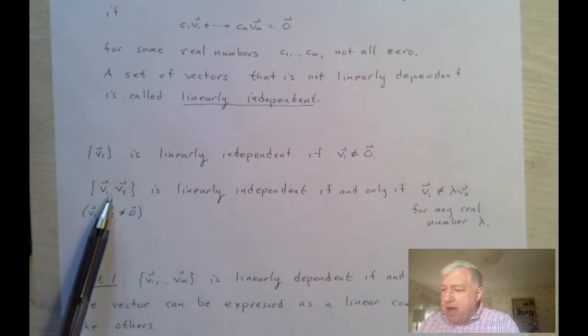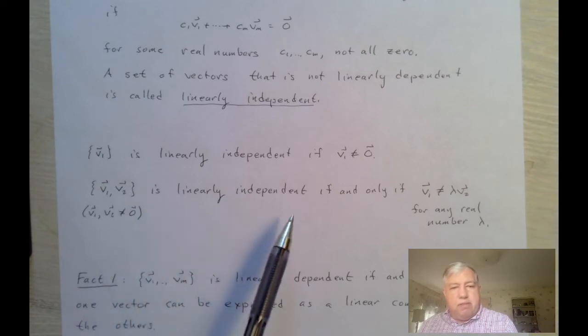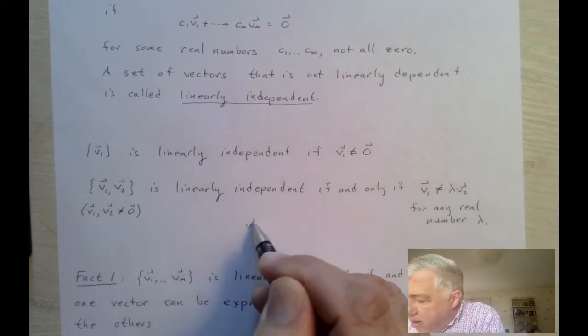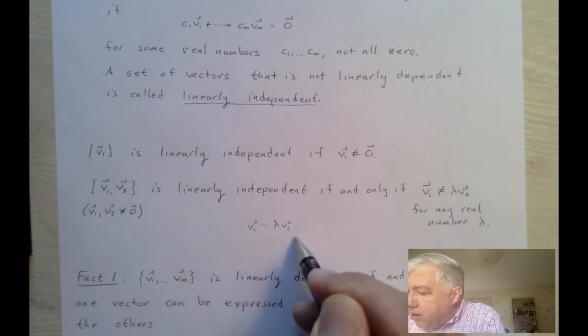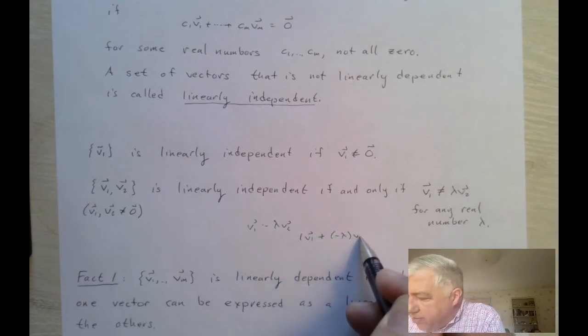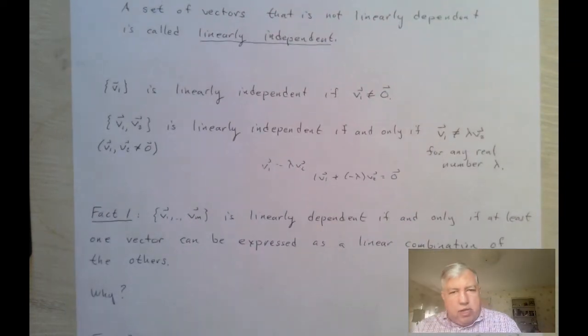If you have a pair of vectors, and let's say they're non-zero, then they're linearly independent if and only if one is not a scalar multiple of the other. Right? Because if v1 is equal to lambda v2, then we can always write 1 times v1 plus negative lambda v2 is equal to 0. So linear independence or linear dependence, when we're just talking about 2 vectors, is easy to find. You just see if they're scalar multiples of each other.